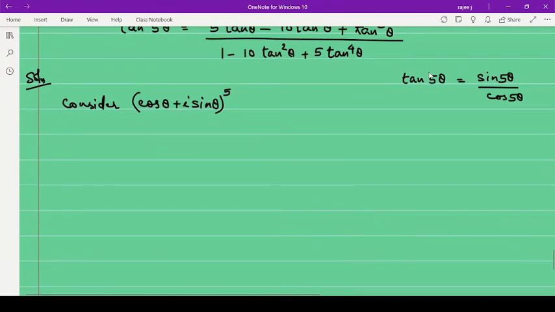So we will consider this one, (cos theta plus i sin theta) raised to 5. This is equal to, by de Moivre's theorem, cos 5 theta plus i sin 5 theta. So by de Moivre's theorem. Okay, this will be our equation number 1.